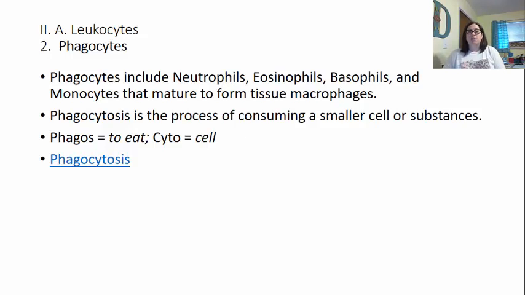Now, phagocytosis is the process of consuming a smaller cell or substance, so it actually consumes it, brings it into its body, and then destroys it. Phagos means to eat, and cyto means cell. So this is a cell that eats the invader. Now, in the PowerPoint that we'll post here, you can click on this phagocytosis and it'll take you to a video that shows you the steps of this process. You also have them listed in your textbook.